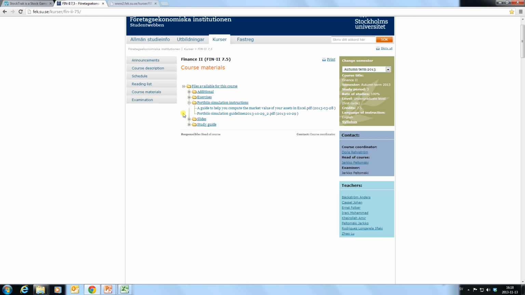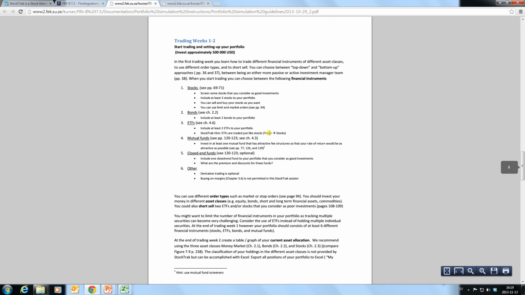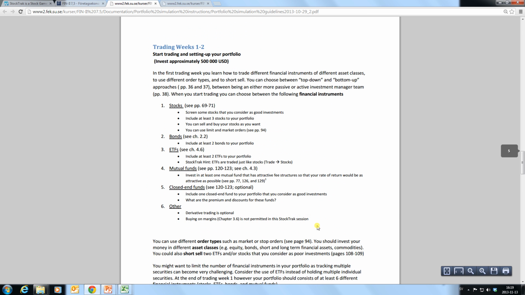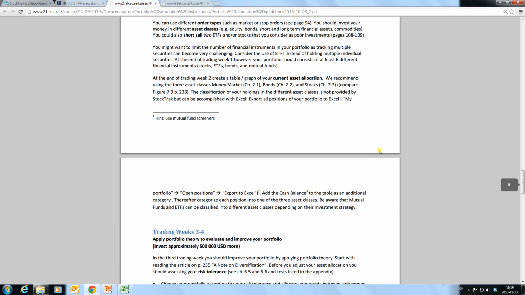If we start by looking at the portfolio simulation guidelines and scroll down to trading week 1 and 2, we can see that at the end of trading week 2 we have to create a table or a graph of our current asset allocation, and we recommend that you use the free asset classes money market, bonds and stocks. This allocation pie is not provided by StockTrack, so it's something we have to do by ourselves, and I'm now going to show you how that is done.